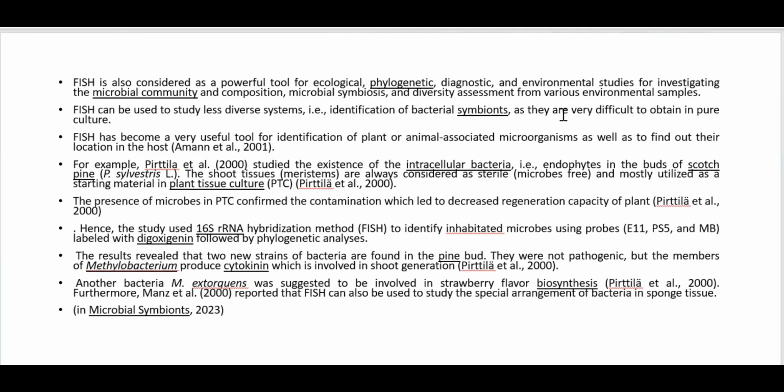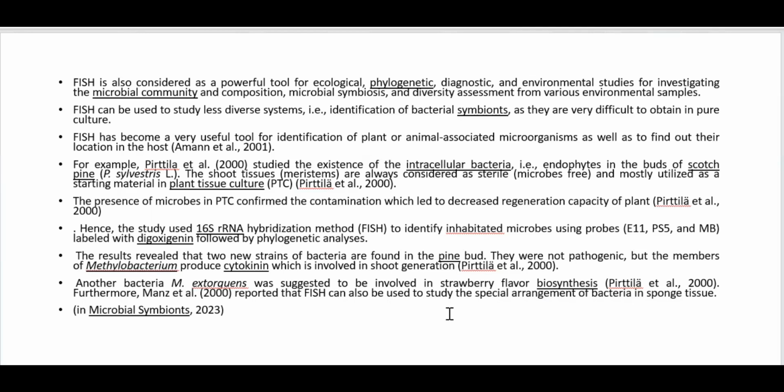Or maybe when you are doing plant tissue culture or animal tissue culture, in the presence of any contaminating organism which is not detectable by any other means, it can be identified using this FISH tool. So for example, in the last application, this particular bacteria was suggested to be involved in strawberry flavor biosynthesis by fermentation methods, right? And this bacteria was a contaminant, so that can be very well identified.